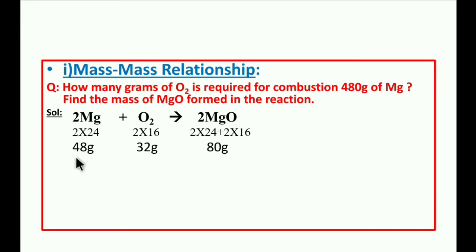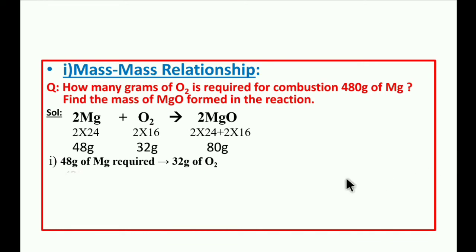So if 48 grams of magnesium is burning with 32 grams of oxygen, it forms 80 grams of magnesium oxide. This is very important, and from this only we are going to find the answers. According to this equation, 48 grams of magnesium requires 32 grams of oxygen for burning.